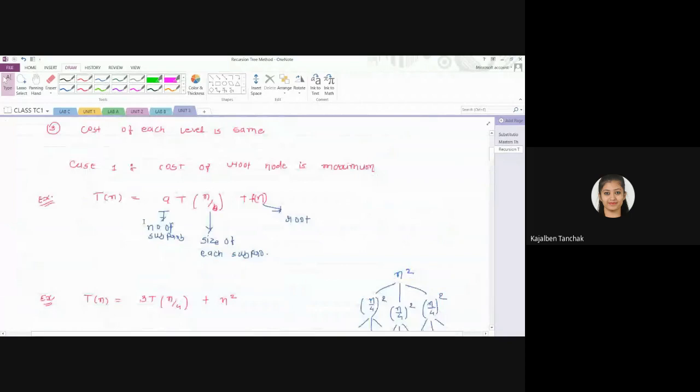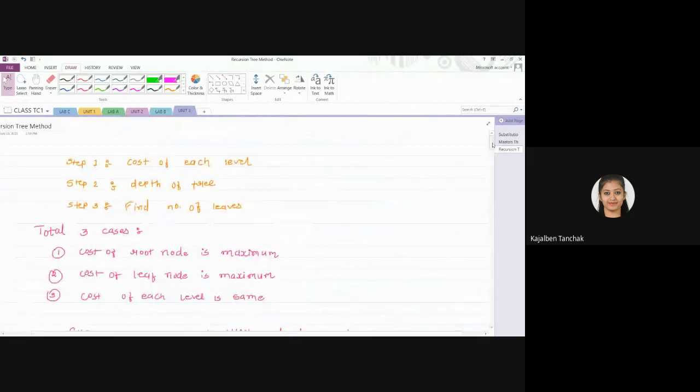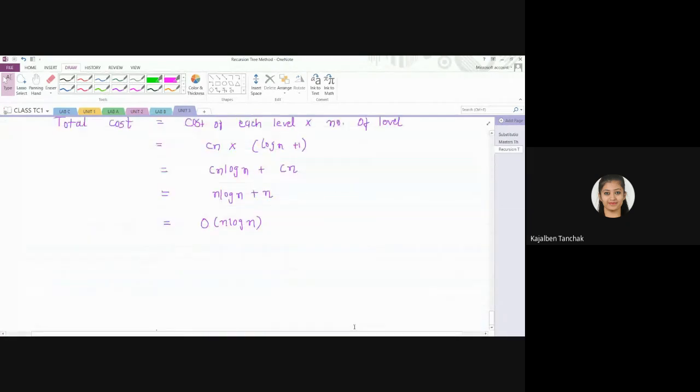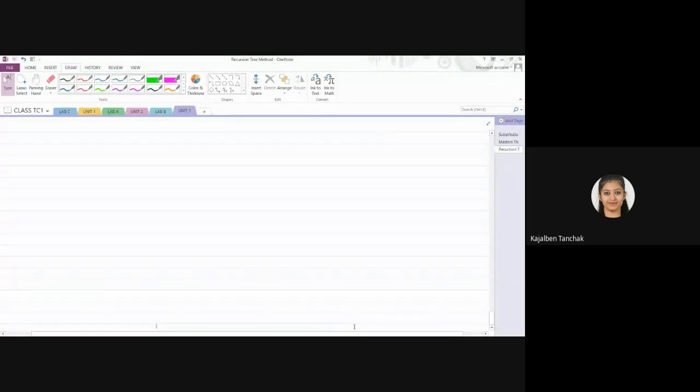So let me write down the rules for you. I will write down all the rules here, and everyone has to note it down, and then after that I'll ask you to solve 2 examples. So everyone has to note it down. First of all, let me write it down for you, and then I'll give you some time to note it down. Okay. So here I will write down rules for recursion tree method.